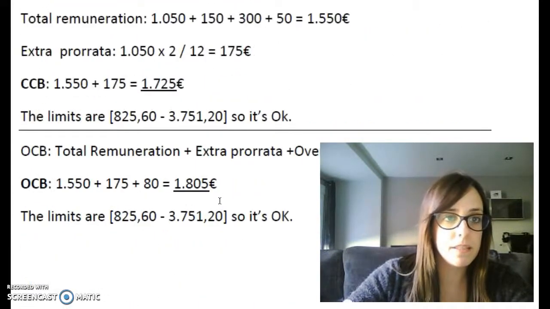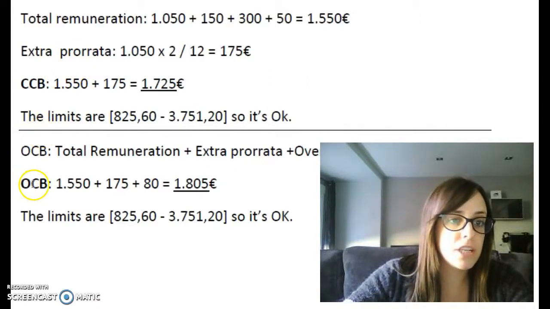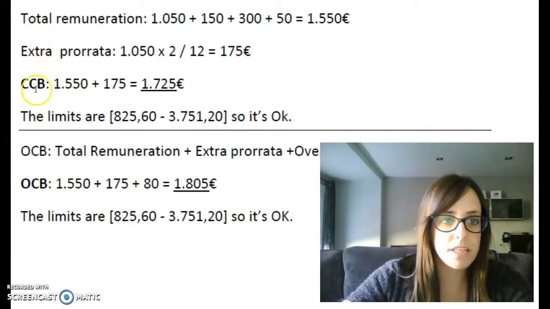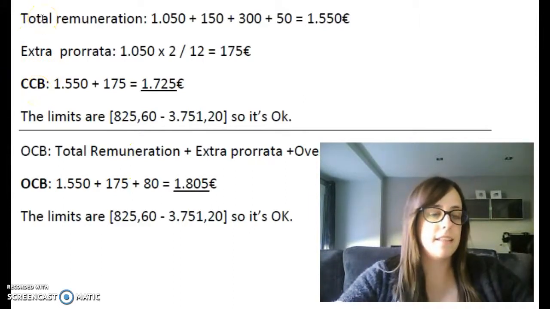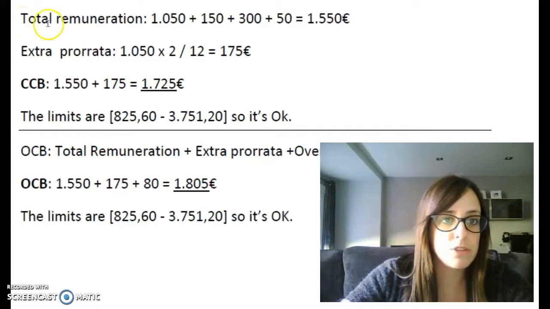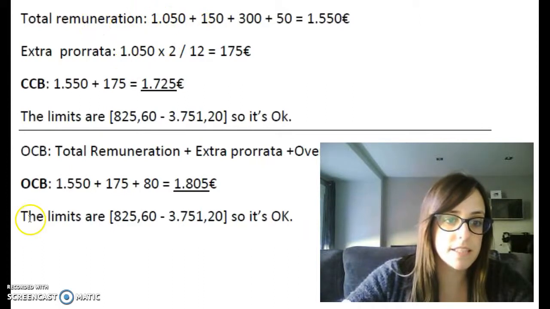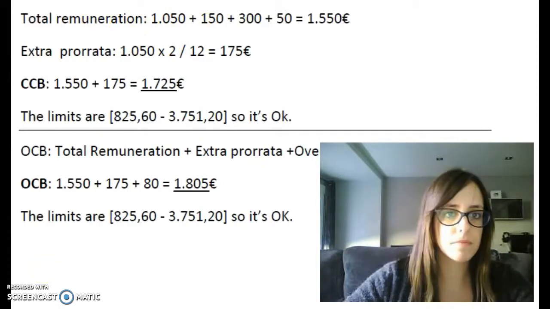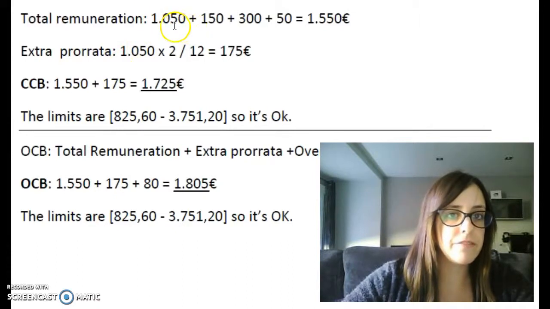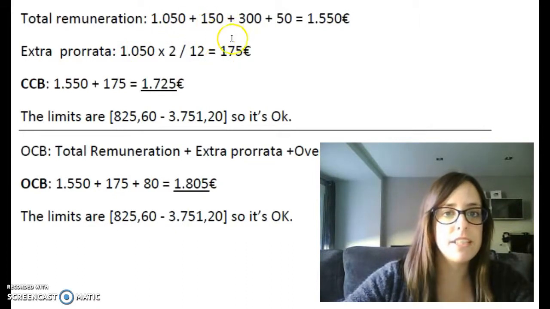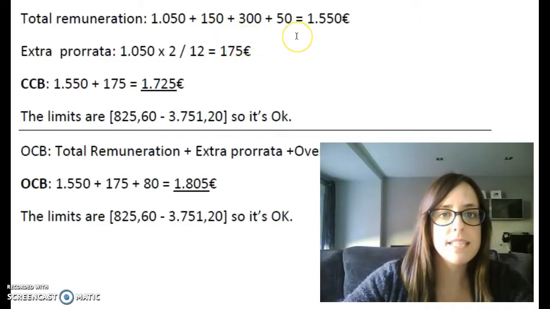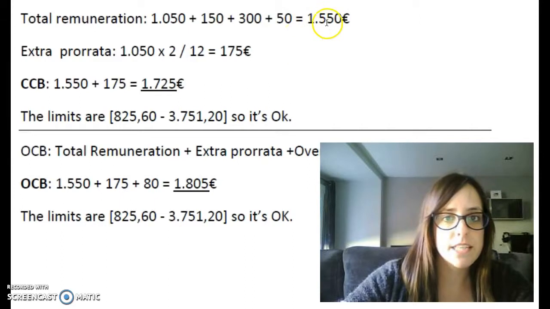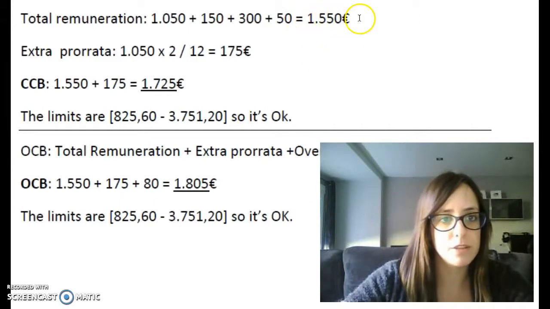The next step, we have to calculate the CCB, the common contingencies basis, and the occupational contingencies basis. To calculate CCB, first we have a total remuneration that we add these numbers: 1050 plus 150 plus 300 plus 50. The result is 1550 euros.